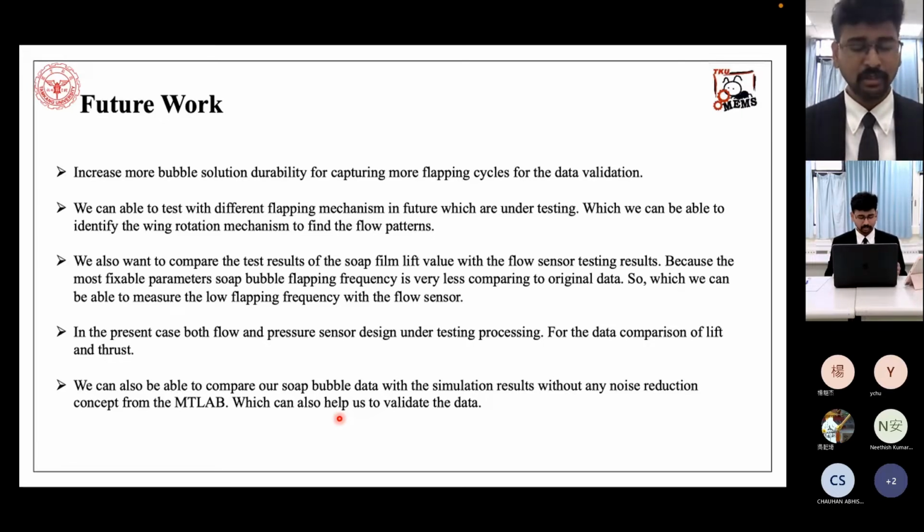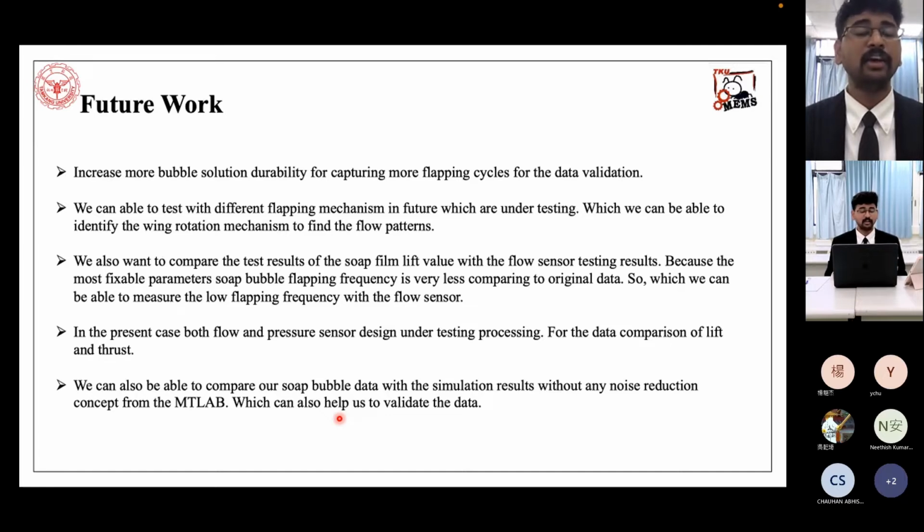Right now the hovering concept we have done is only for 6 minutes of flapping. We are getting the total duration of my bubble. But in future, if we increase the bubble ratio with a different mixing ratio, we will be able to get more flapping data to do a greater validation. We can test different flapping mechanisms in future, which can identify the wing rotation mechanism to find the flow pattern.